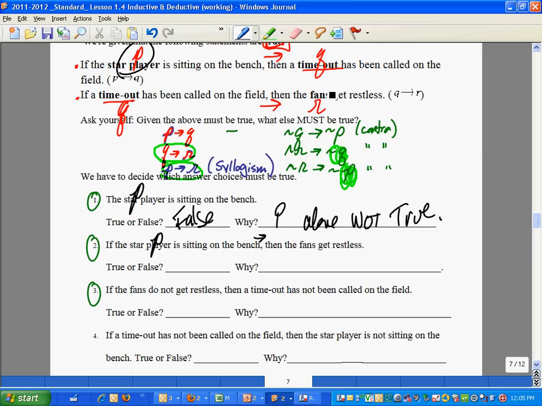I want you to take a shot at 4 and 5 on your own. I'll give you the answer in about 2 minutes. Go. Do 4 and 5 just on your own. Really don't get help from teammates right now. I want you to do it all by yourself. You can work with each other in a minute. Answer in another minute.